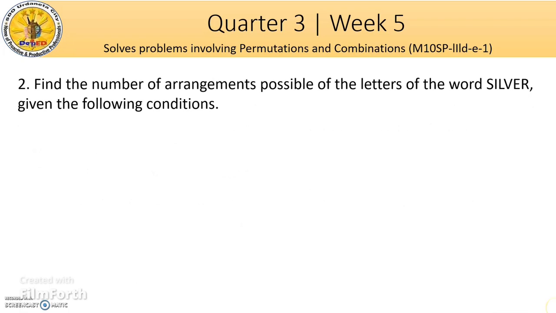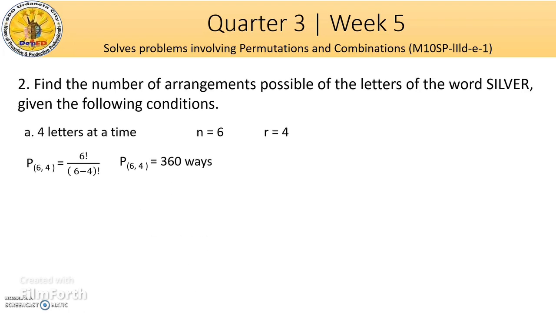Find the arrangement of the letters of the word silver given the following condition. It is taken 4 at a time, meaning n is 6 because there are 6 letters in the word silver, and you are going to take 4 at a time. So we just substitute it in our formula. Oh, by the way, this is permutation. So substituting it in the permutation formula, there are 360 ways.